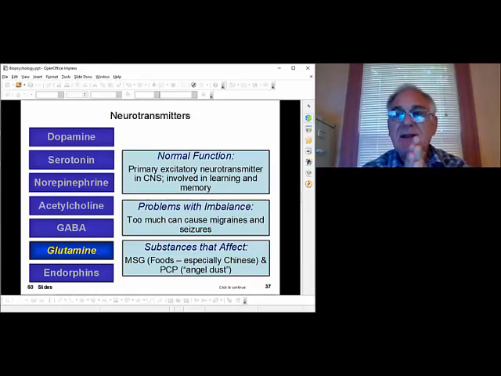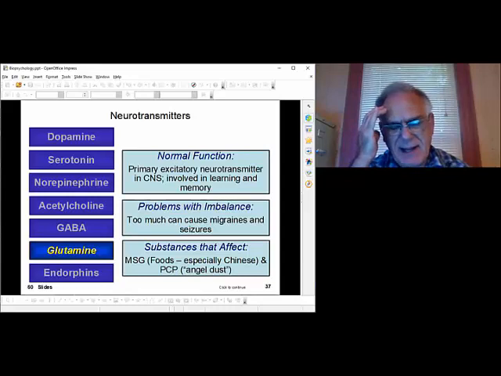Also, PCP will affect glutamine. But what happens when I eat something with MSG in it, I'm getting more glutamine than I should. Well, too much causes migraines. Sure enough, if I eat too much monosodium glutamate, it affects my brain and my head hurts like crazy and I start sweating.